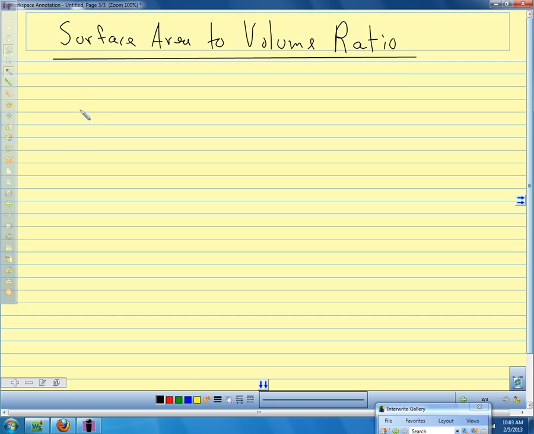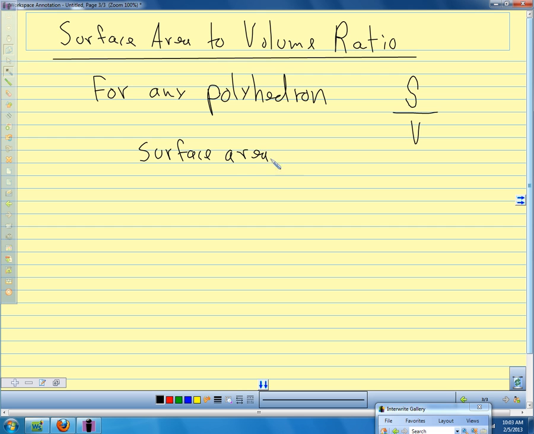So the surface area to volume ratio for any shape, for any polyhedron, we're talking about solid shapes, all we do is take the surface area and divide by the volume. Surface area to volume ratio just means find the surface area, find the volume, divide the surface area by the volume. That's all we're talking about.